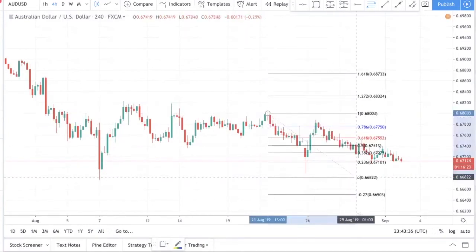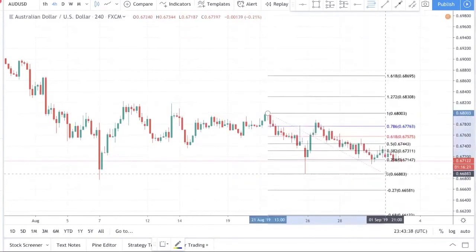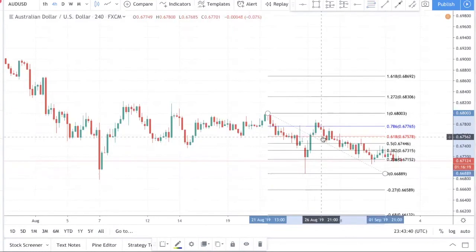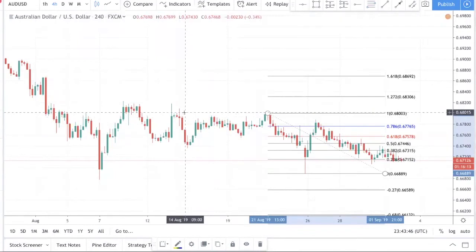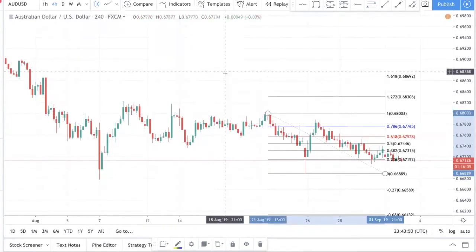Fibonacci levels on its own will not make you profit. You need to be able to line up the Fibonacci level with the market structure and have a trading plan in mind when you are trading. So let's just look at Aussie dollar right now.